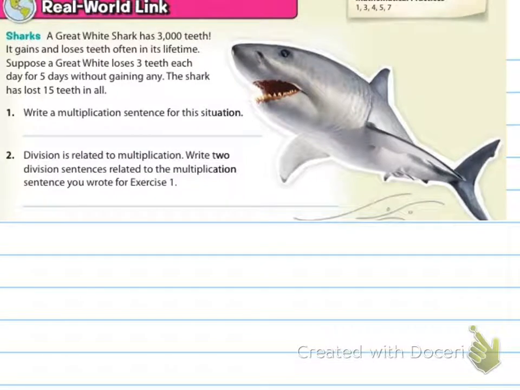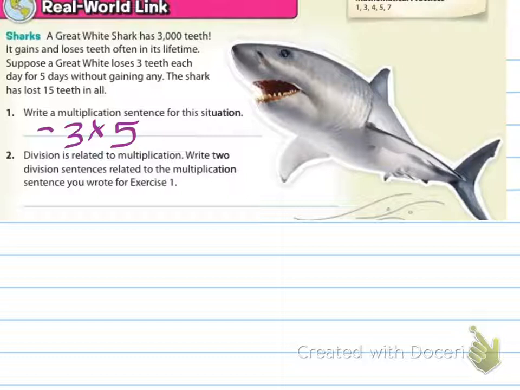Looking at the real world link on the bottom of that page, it says a great white shark has 3,000 teeth. It gains and loses teeth often in its lifetime. Suppose a great white loses 3 teeth each day for 5 days without gaining any. The shark has lost 15 teeth in all. Write a multiplication sentence for this situation. So a loss of 3 would be represented as -3, and then it would be times 5 days. So -3 times 5, which means it was a loss of 15 teeth in all.